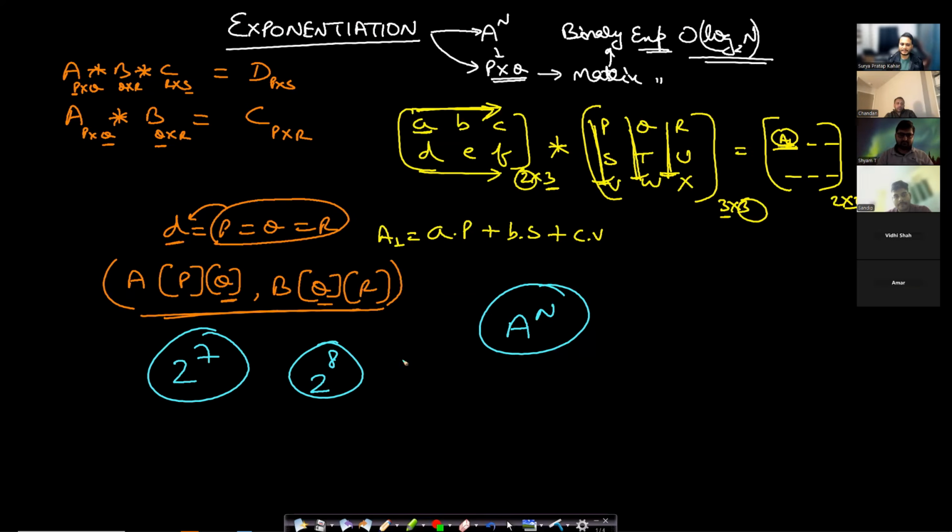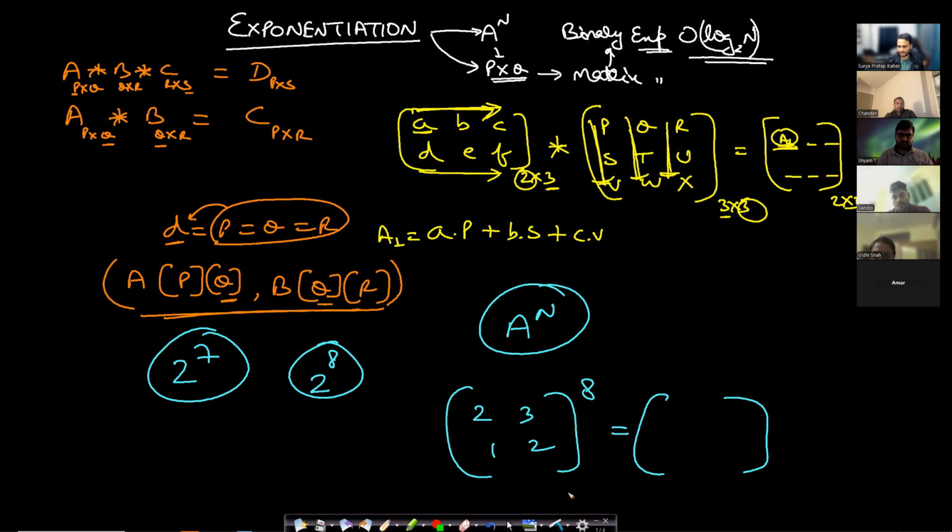So in this particular case, if you have the matrix 2, 3, 1, 2 and I have to find its eighth power, what should be the matrix answer here? I'm trying to do the exact same thing, but for a matrix instead of an integer. And later on, after understanding how to do it, we will see how it is applicable on problems. So let's try to understand how to do it.